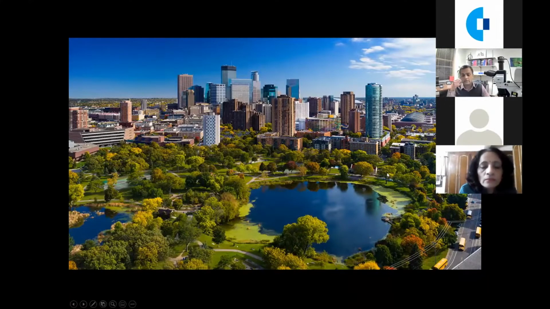So this is an image of downtown Minneapolis in the late summer. Some of you may or may not know, Minneapolis is actually called the land of 10,000 lakes. There are so many lakes over here, and this is actually one of the smaller lakes that's present right in the center of downtown Minneapolis.